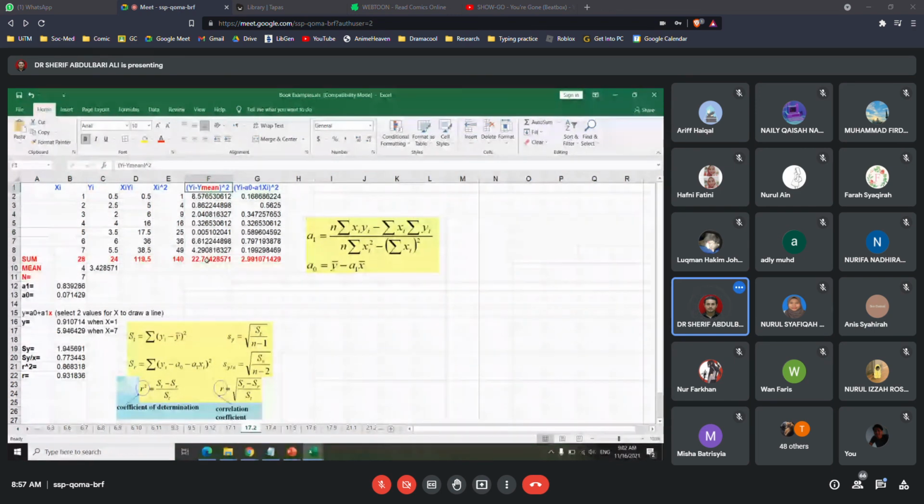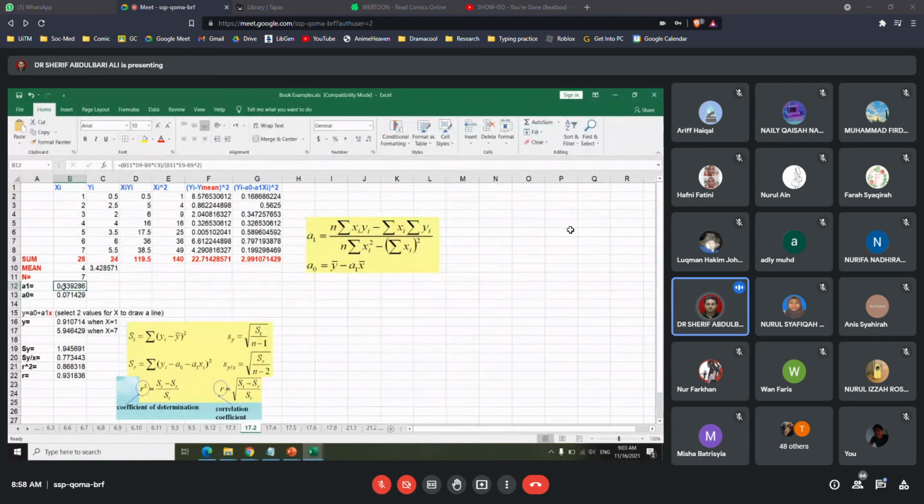Okay, how to get the value of the standard deviation around the regression line? So it's Sy over x, and we are using this equation here. To use this equation, I need to get the value of SR first. SR is equal to the sum of y minus A0 minus A1x, and square the values. So you get the value of y, 0.5, minus the value of A0, 0.07, minus the value of A1, 0.83, times the value of x1, and square the values.